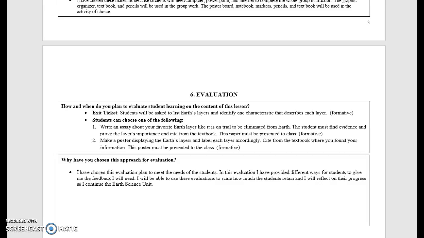Why have I chosen this approach for evaluation? I have chosen this evaluation plan to meet the needs of the students. In this evaluation, I have provided different ways for students to give me feedback that I would need. I will be able to use these evaluations to scale how much the students retain, and I will reflect on their progress as I continue the Earth Science unit.